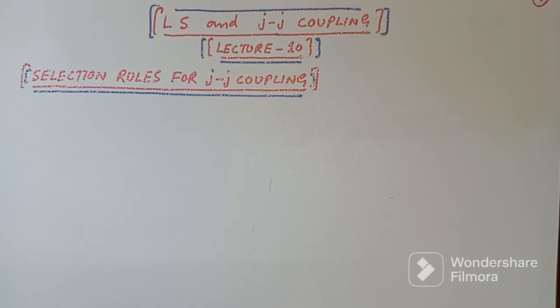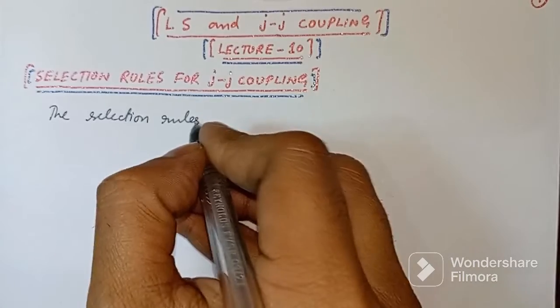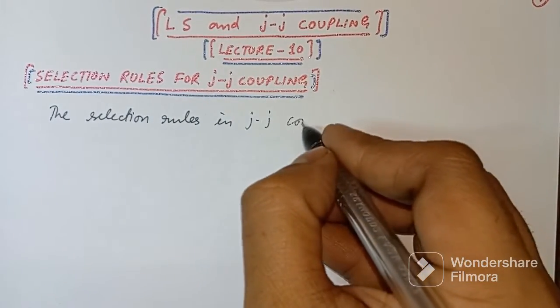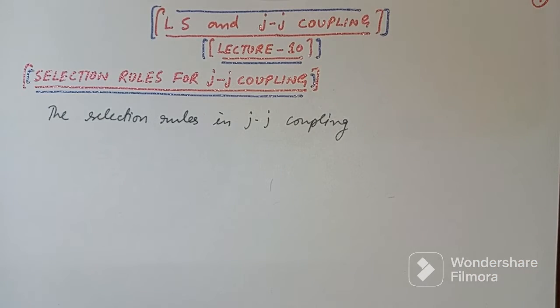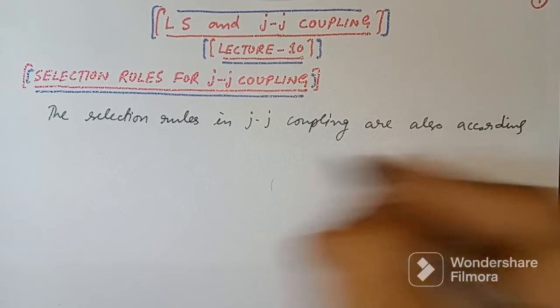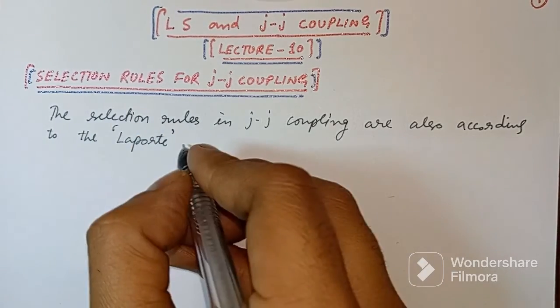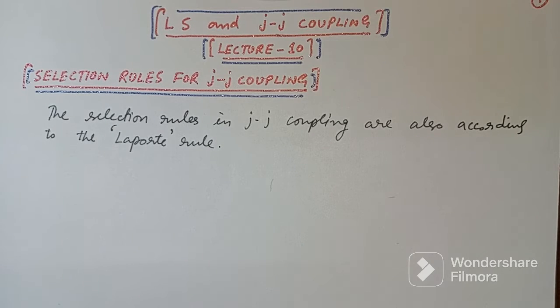Okay, so the selection rule in JJ coupling are also according to the Laporte's rule. If you remember, in the seventh or eighth lecture, we studied this Laporte rule when we were studying the LS coupling, the selection rules for LS coupling. Let me show you again what the Laporte rule is.